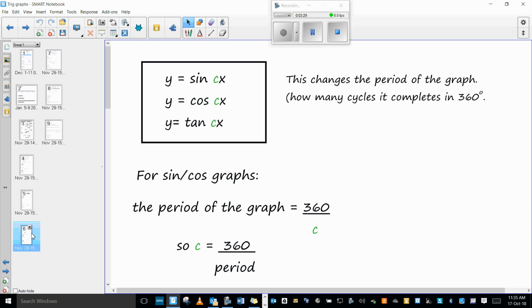If there's a number in front of the x, what is affected? So if we've got sine of 4x or sine of a half x, what happens to the graph? It changes the period. So if we had sine 4x, it would do its normal cycle 4 times as fast. So in the normal 360 degrees, you'd actually have 4 of the sine graphs.